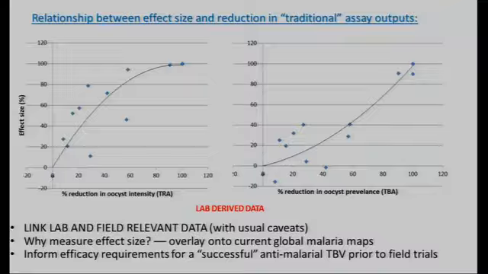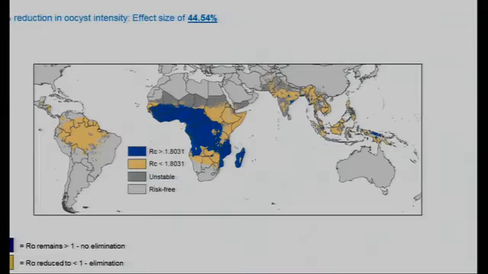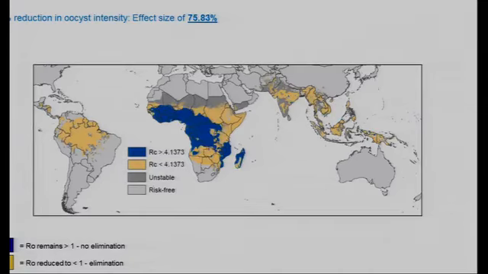As an example of that, we can look at this line and take a 25%, 50%, 80%, and 90% reduction in oocyst intensity. We can see the relative effect size we get from that, and then we can look at field impact. As a brief example with our current data, this is a 25% reduction in oocyst intensity. It gives an effect size of 44.54%, and the yellow areas are where, with 100% coverage, you'd expect to see elimination. If you up that to a 50% reduction in oocyst intensity, you'll see an effect size of 75.83%.